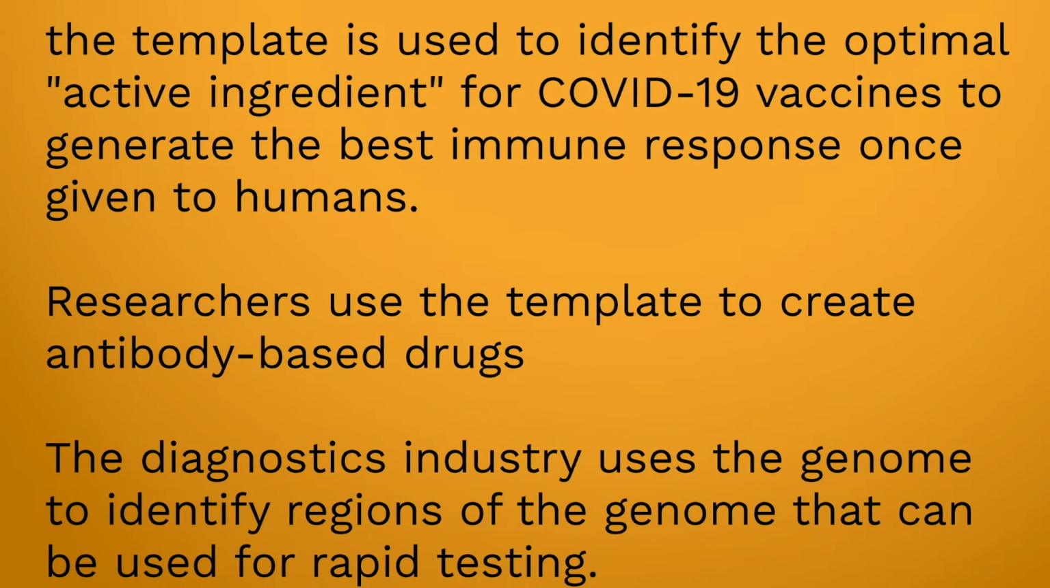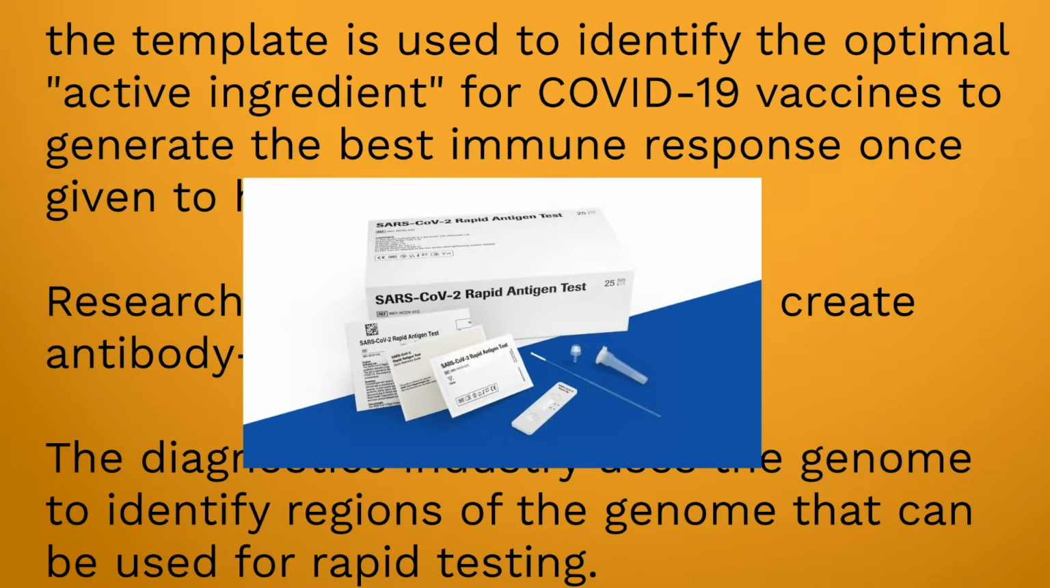The template is used to identify the optimal active ingredient for COVID-19 vaccines to generate the best immune response once administered. Researchers have been using the template to create antibody-based drugs that might provide resistance against COVID. The diagnostics industry uses the genome to identify regions that can be used for rapid testing and develop testing kits that are sensitive, accurate, and quick.